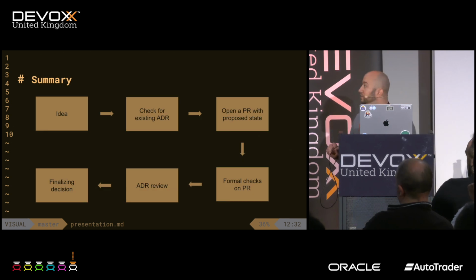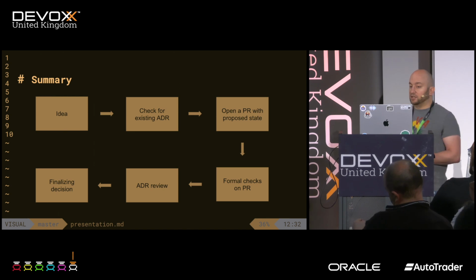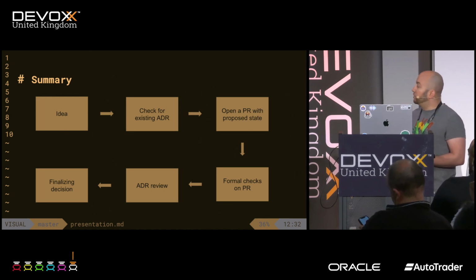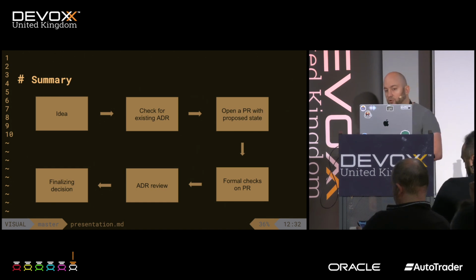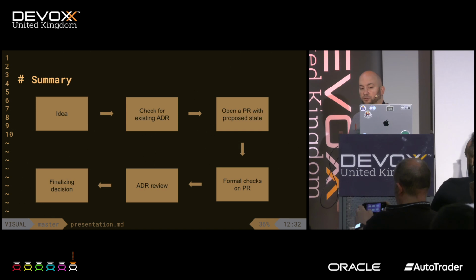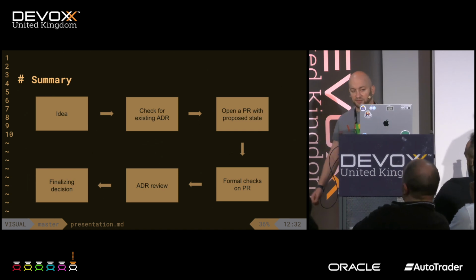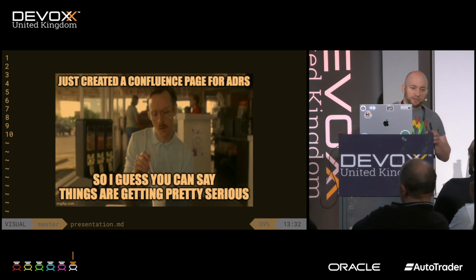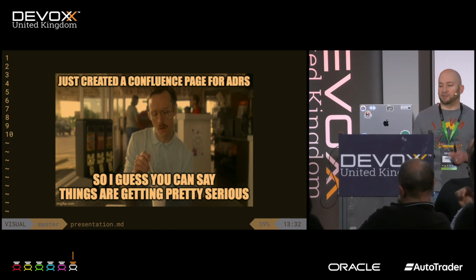Let's recap. So we have the idea, which requires some decision. Then we check if there is already an ADR about a similar topic. We open a PR with the proposed state. Format checks happen on the PR. We have the formal review. And then the ADR is finalized. It's in an immutable state. And it seems pretty straightforward, right? It's just a few simple steps.